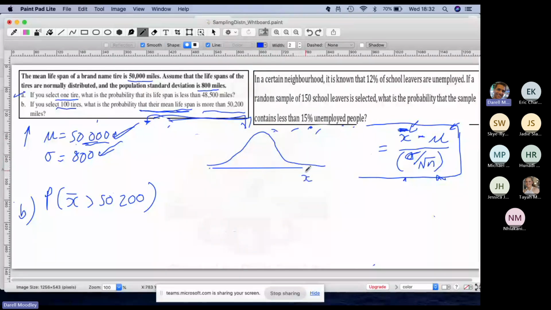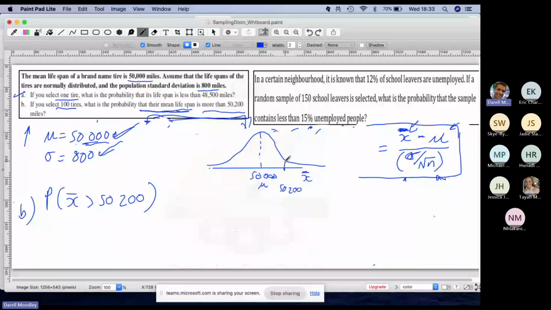This axis is your X bar. It is centered at 50,000 because that's what our mu is. So you remember, this is centered at mu. And it wants us to work with the probability that X bar is greater than 50,200. So this is X bar on your horizontal axis. Okay, so 50,200 is on the right of 50,000, so it's somewhere here. It doesn't have to be exact, but we know it's on the right.